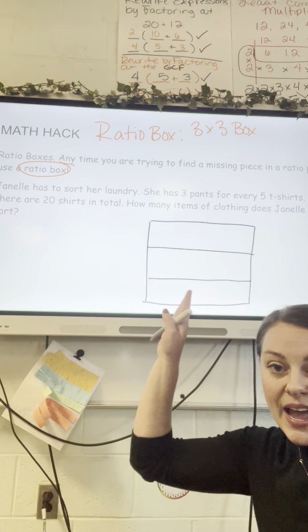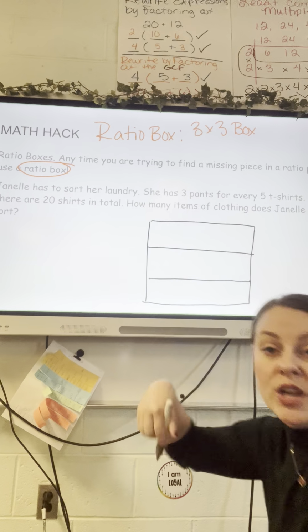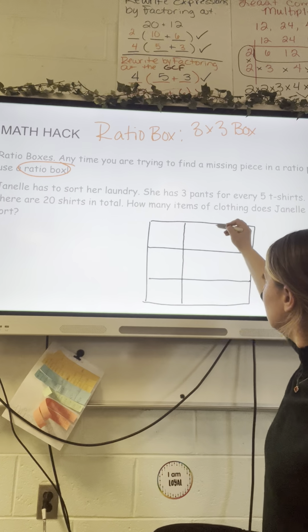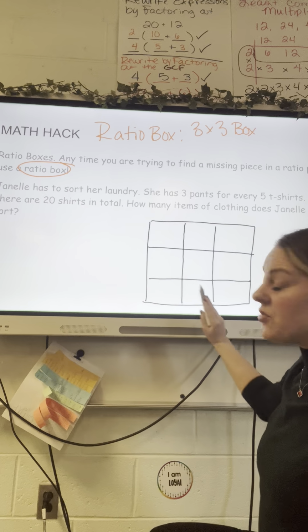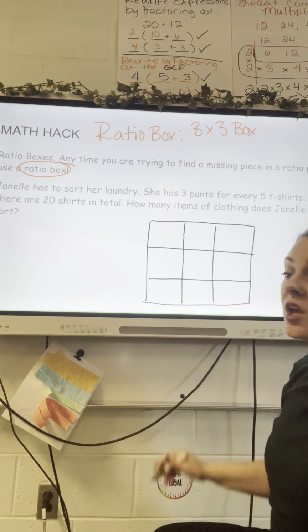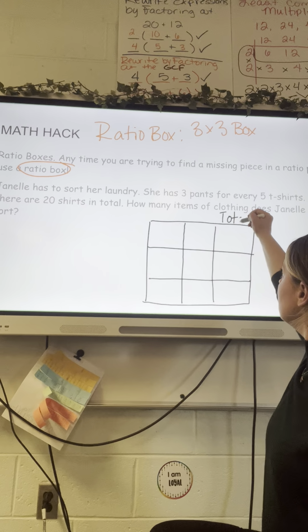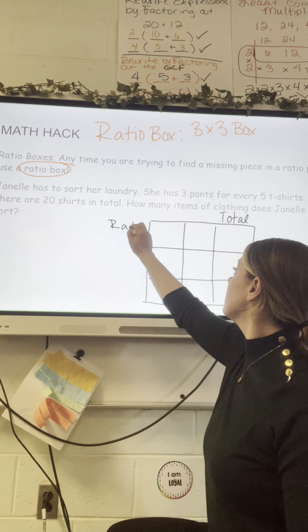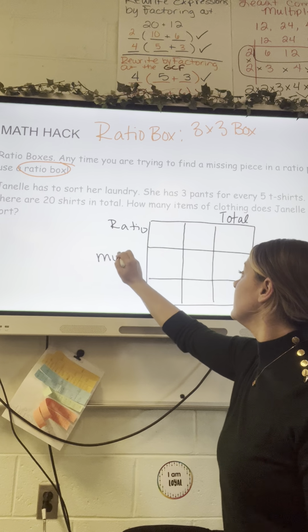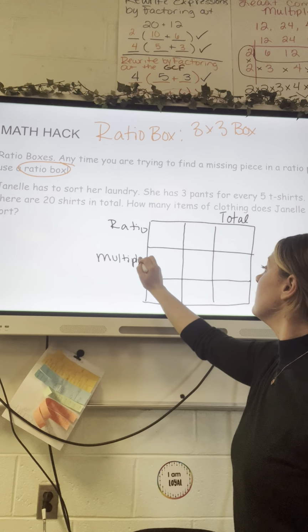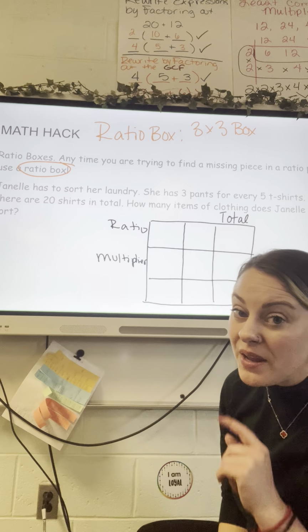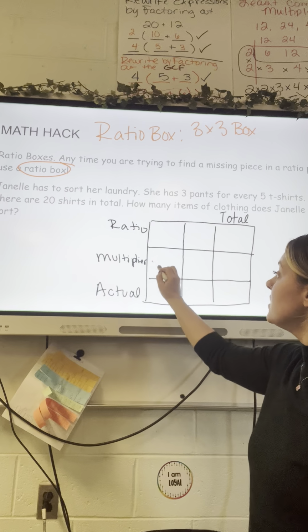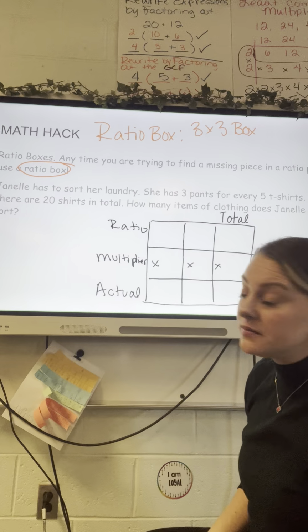Okay, so as you can see, I have this box. I split it into 3 columns. In order to make a 3x3, I'm going to split from side to side into 3, and I'm going to go down 3. So I have 3 this way and 3 this way. Here is how you label it. Right up here, I put my total. Over here, I write ratio, multiplier, and actual. And on my multiplier, I just put a times sign all the way across.